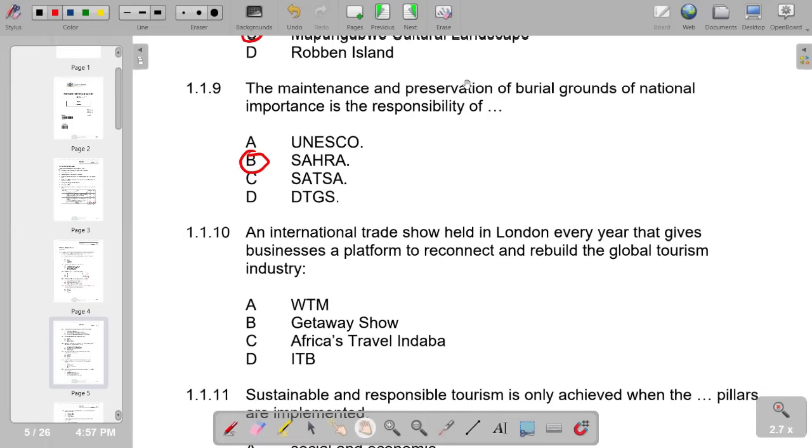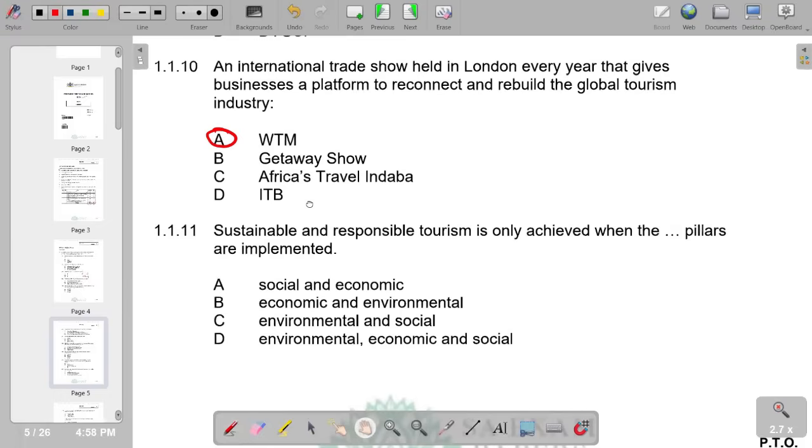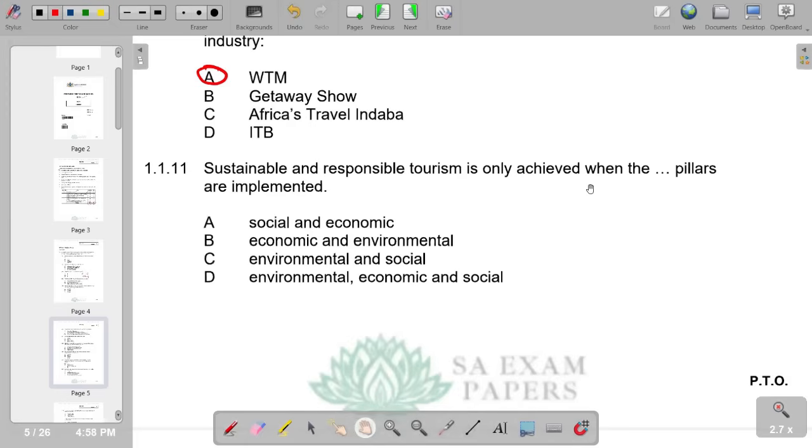Then we move on to the next question, which is number 10. An international trade show held in London every year that gives businesses a platform to reconnect and rebuild the global tourism industry. It is the WTM, which is A. Then number 11: sustainable and responsible tourism is only achieved when the dash pillars are implemented, which is the environmental, economic, and social pillars. So we have D as the correct response.